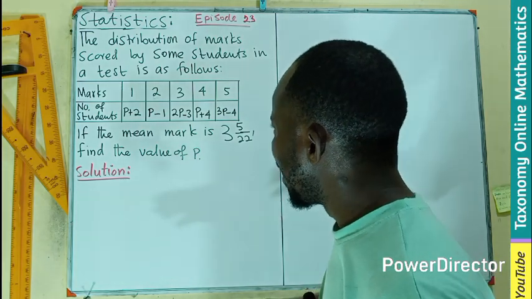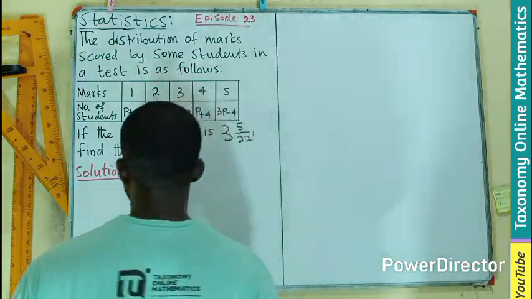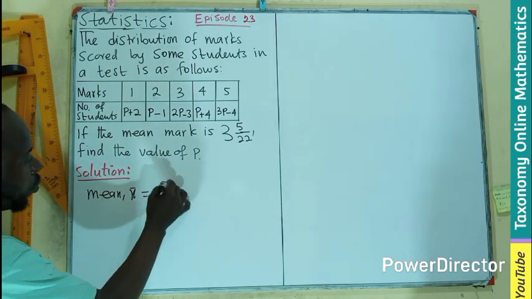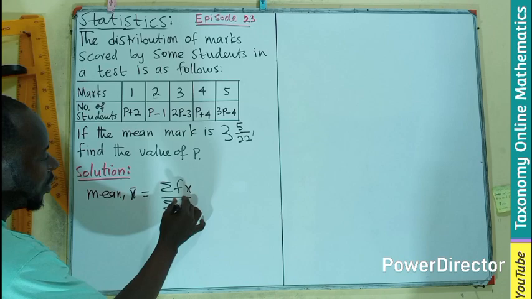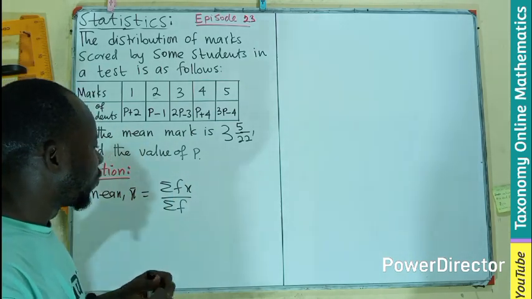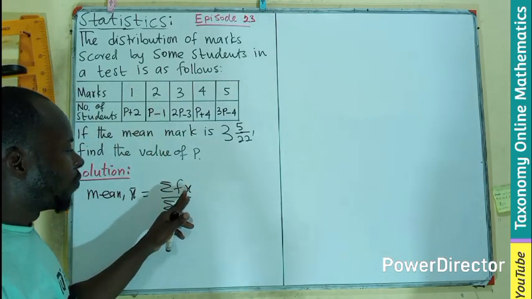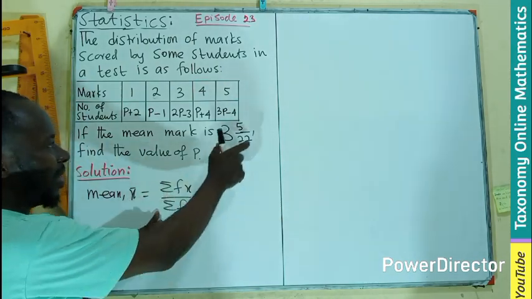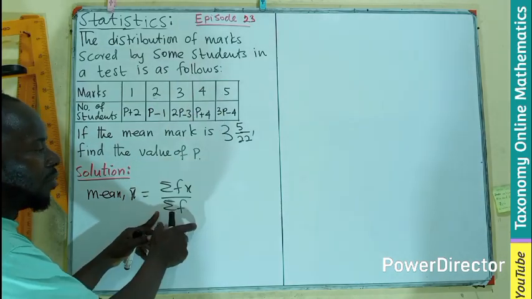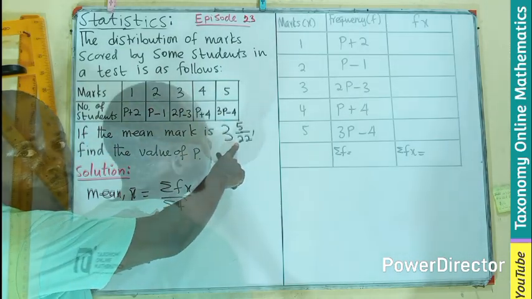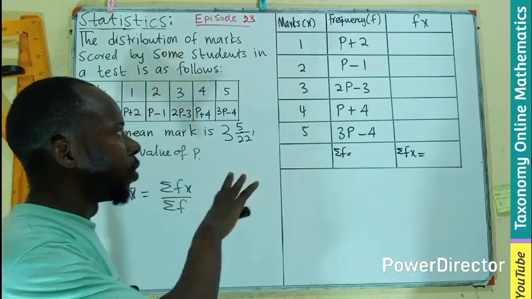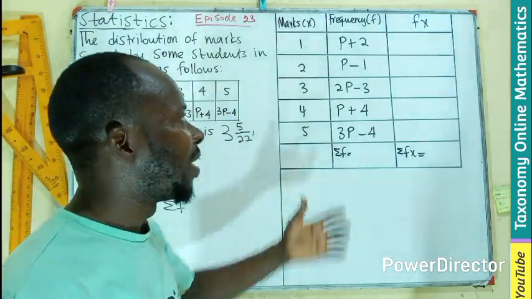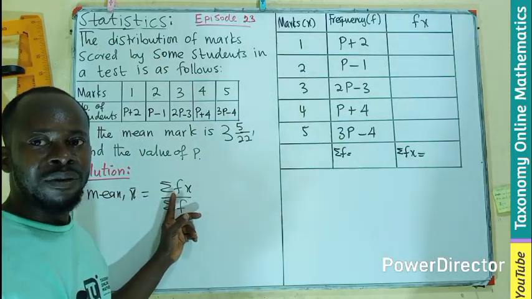So the first thing to do is reconstruct the table, taking into account that mean equals sigma fx over what? Sigma f. Meaning I need a column for f, which is already here. I need a column for fx. So I need 3 columns. From the table, the value of this corresponds to this. So if your table is drawn this way, the only new column we have added is the fx, which is a requirement in the formula for the mean.